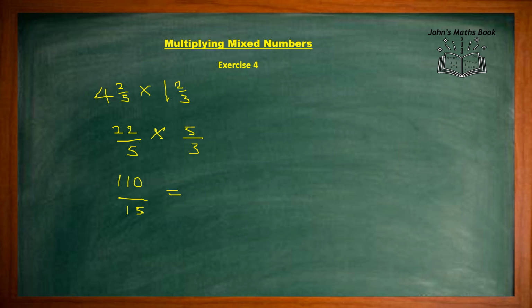How many times does 15 go into 110 exactly? It goes in 7 times, and we have a remainder of 5. So we have 7 and 5 over 15. The 5 over 15 can be simplified because 5 goes into 5 once and 5 goes into 15 3 times. So that is equal to 7 1/3.